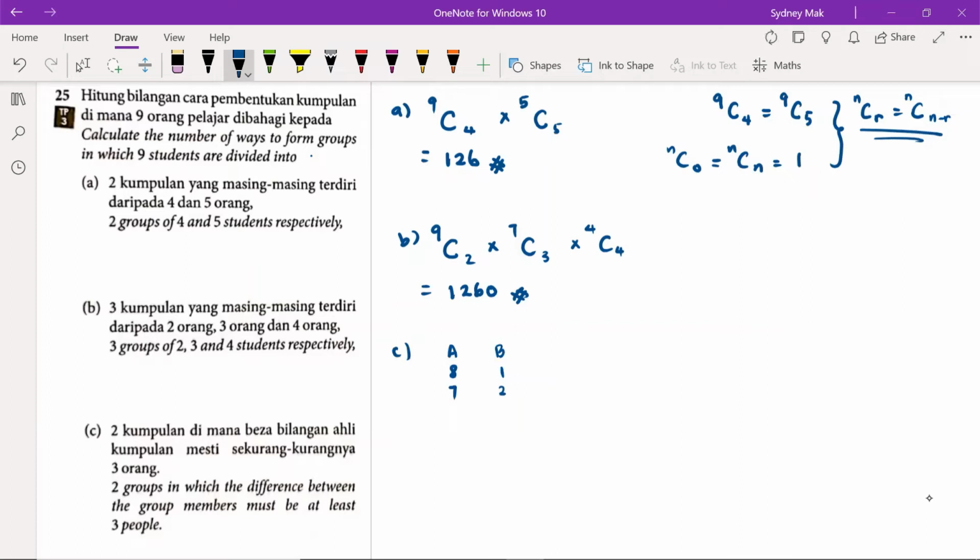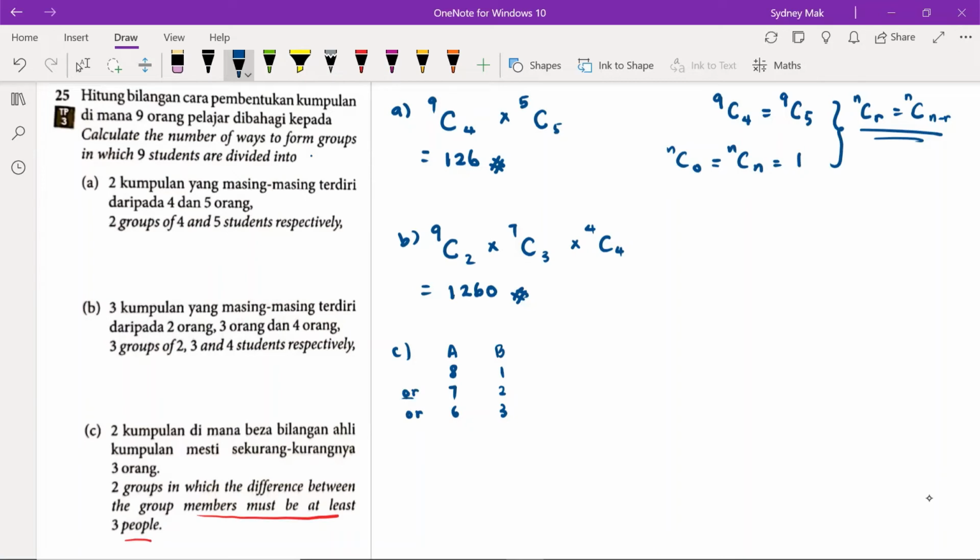The difference is still more than 3. Then we have 6 and 3. The difference is 3. Now we cannot move on anymore. Why? Because if we choose 5 and 4, the difference is only 1. We don't want that, because it says the difference between the group members must be at least 3 people. At least means a minimum of 3 people. So we have 3 different scenarios here: either 8 and 1, or 7 and 2, or 6 people and 3 people.